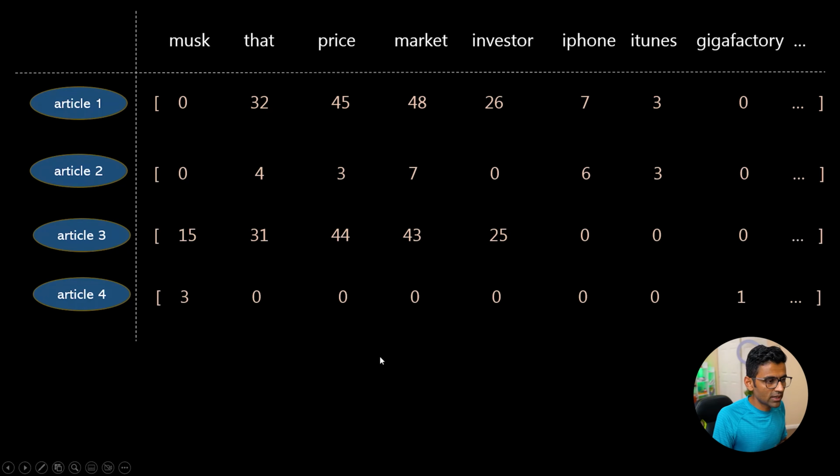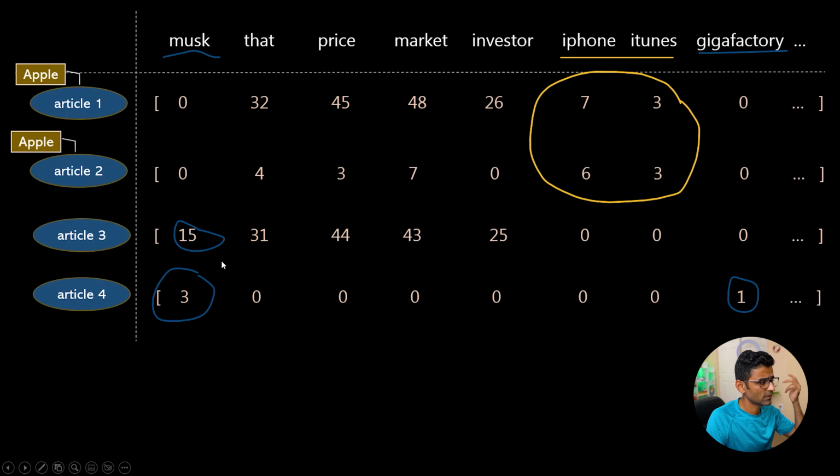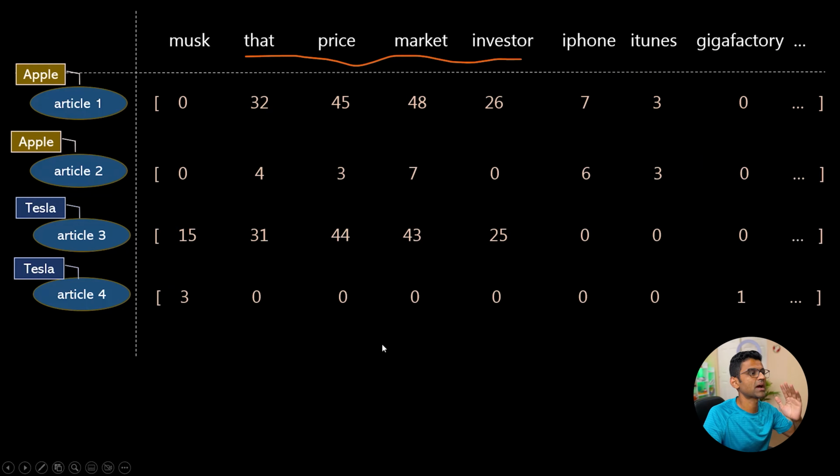Just by looking at this vector, you can tell that the first two articles are Apple articles, because you see terms like iPhone and iTunes appearing 7 times, 3 times, 6 times, 3 times. Whereas in the other two articles, Musk appeared 15 times, 3 times, 1 time. So based on these word counts, you can say this one is for Tesla and these other articles are for Apple. But look at these other terms: that, price, market, investor.